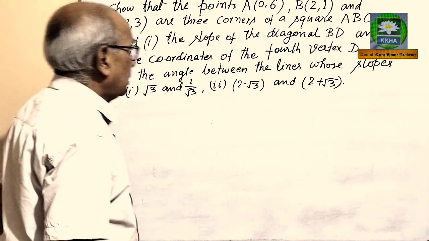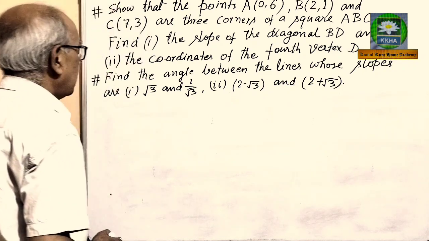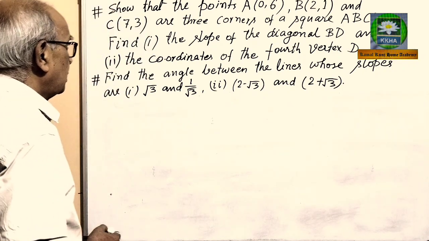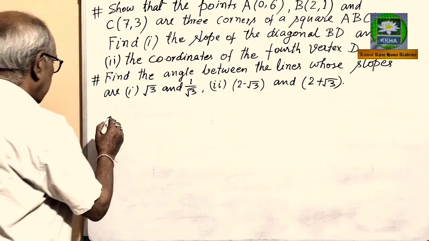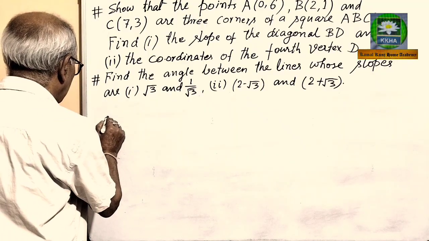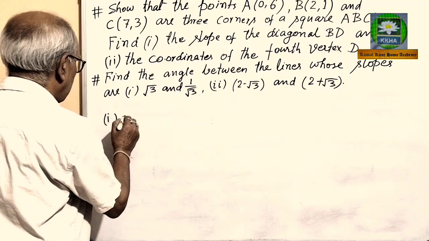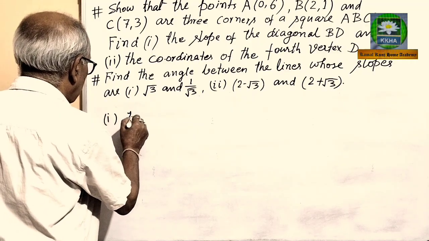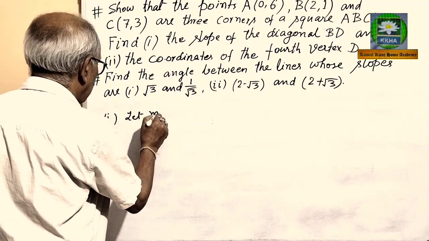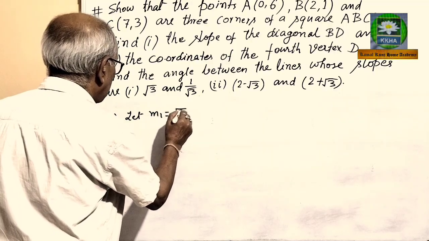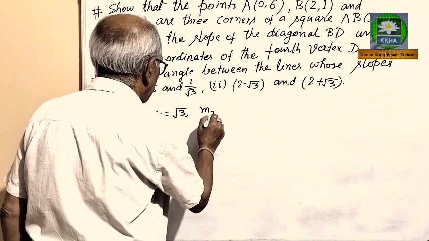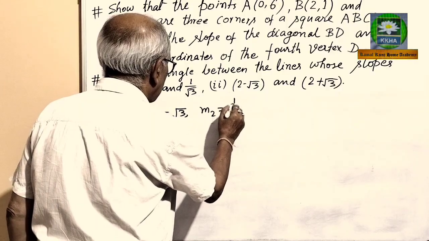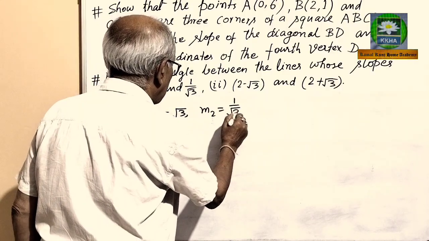Here slopes are given and you have to find the angle between the lines. First, let m1 equal to root 3 and m2 is equal to 1 upon root 3.